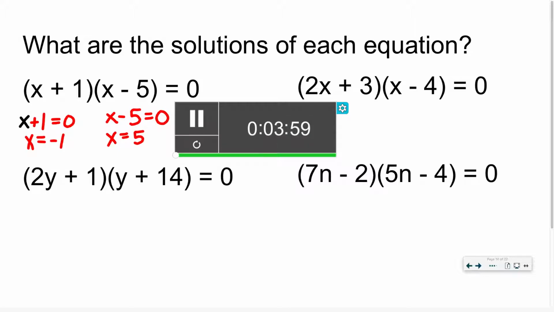Using the zero product property, find the value for each variable. Find x, find y, find n.